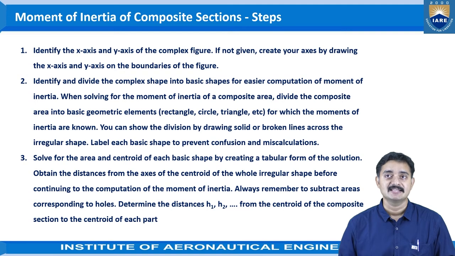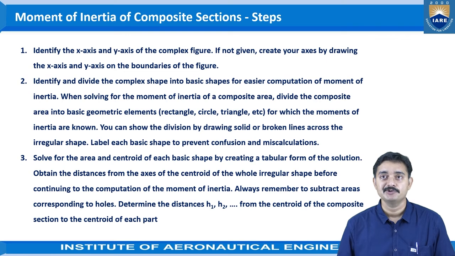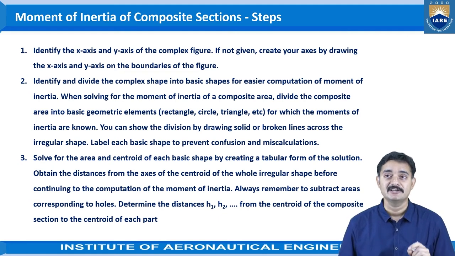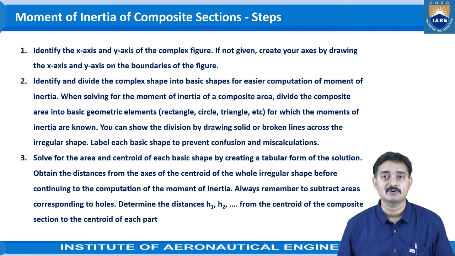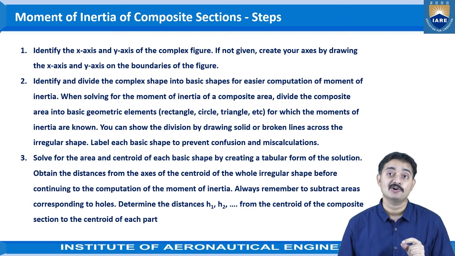solve for the area and centroid of each basic shape by creating a tabular form of the solution. Obtain the distances from the axis of the centroid of the whole regular shape before continuing to the computation of the moment of inertia. Always remember to subtract areas corresponding to holes. As you have done for the centroids, here also you need to subtract the values for the holes. Determine the distances h1, h2 and so on from the centroid of the composite section to the centroid of each part.